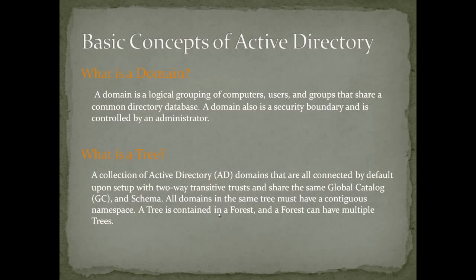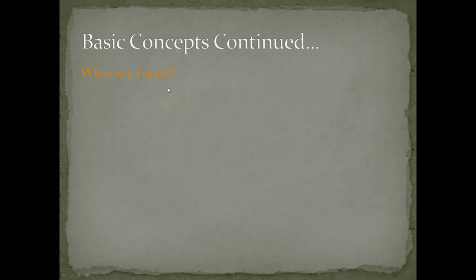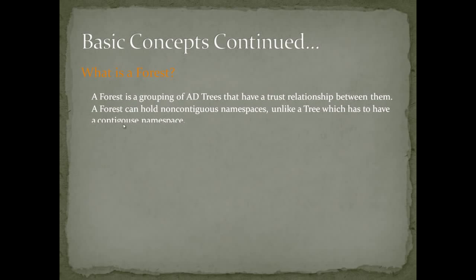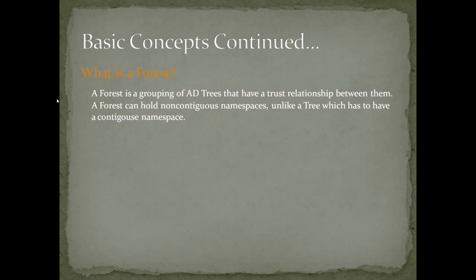It's just, picture like a tree and branches, and all the branches are your different domains, but at the bottom they all connect to the same root tree, which we will get into. And a tree is contained in a forest, and a forest can have multiple trees. We'll see that in a second. So what is a forest? Well, I kind of just explained it, but a forest is a grouping of all the Active Directory trees that have a trust relationship between them. So a forest can hold non-contiguous namespace, unlike a tree which has to have a contiguous namespace.